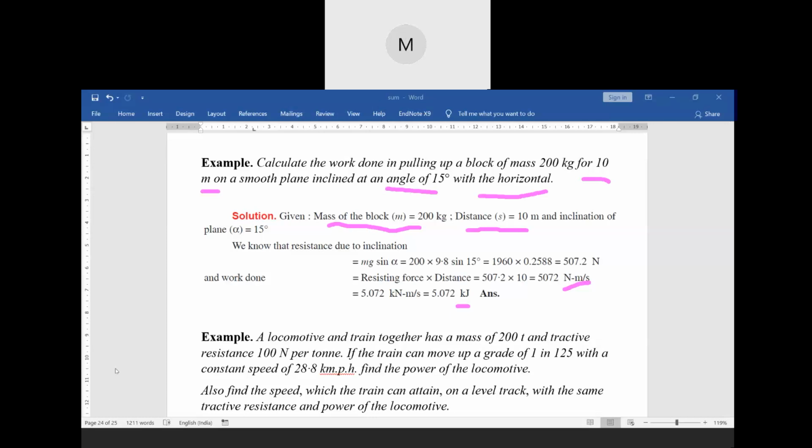In the next numerical, it is given that a locomotive and train together has a mass of 200 tons and a tractive resistance of 100 Newton per ton. A train can move up a grade of 1 in 125 with a constant speed of 28.8 kilometer per hour. Find the power of the locomotive. Also find the speed the train can attain on a level track with the same tractive resistance and power of the locomotive. Now let us go to the first part initially.